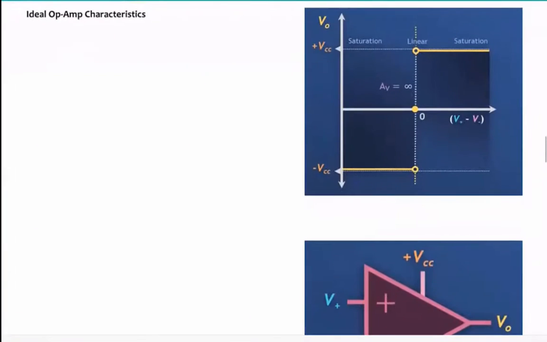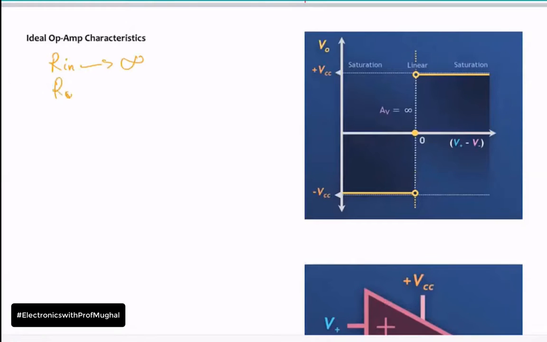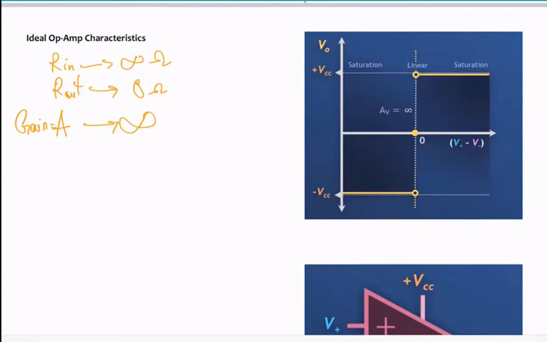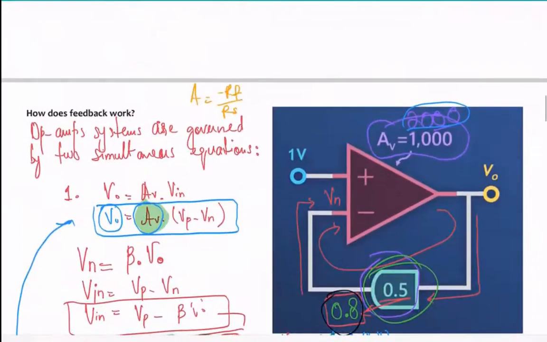Let's now move here for the ideal op-amp characteristics. What happens in ideal characteristics? Input resistance needs to be infinity. Output resistance needs to be 0 ohms. What about gain? Infinity. Awesome.